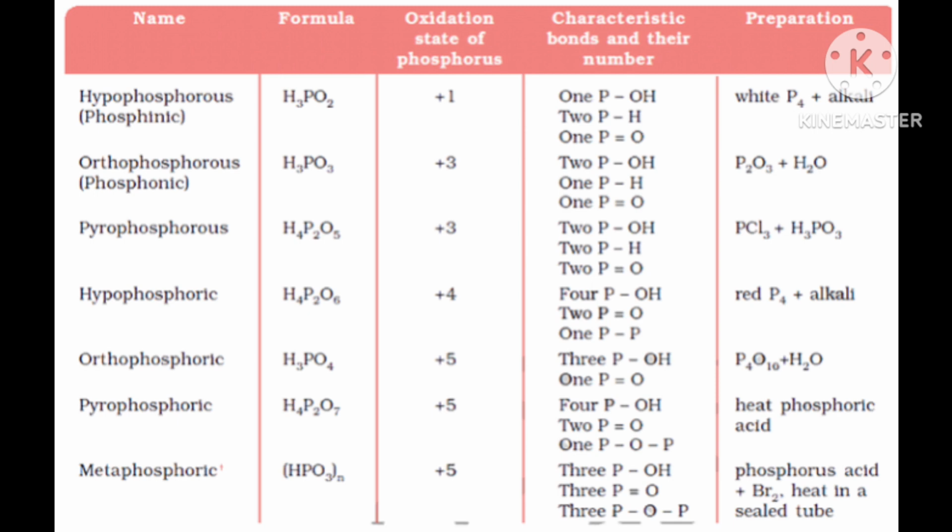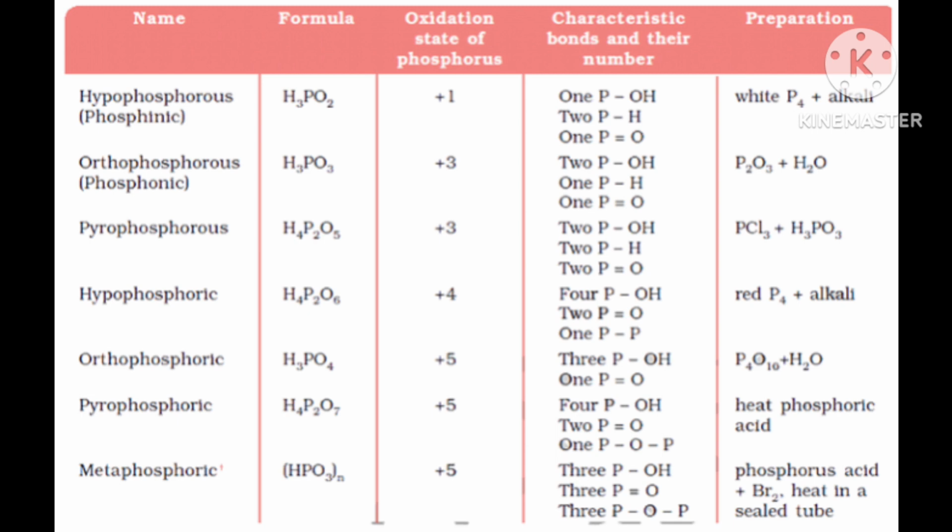H4, you remember. Now in this third one it is H4. You started with H3, and now with the third one it is H4P2O5. Very easy to remember. And the oxidation state is +3. Now the next 3 I am telling you.